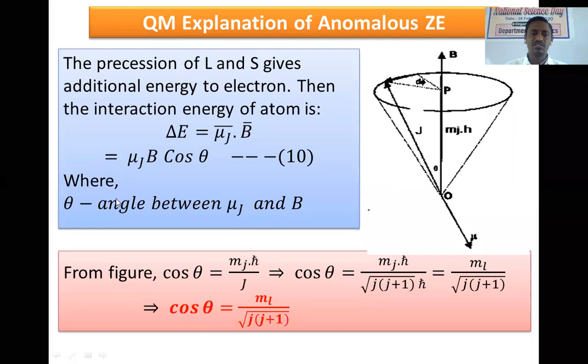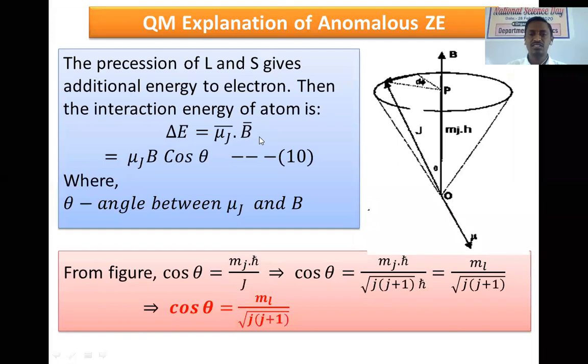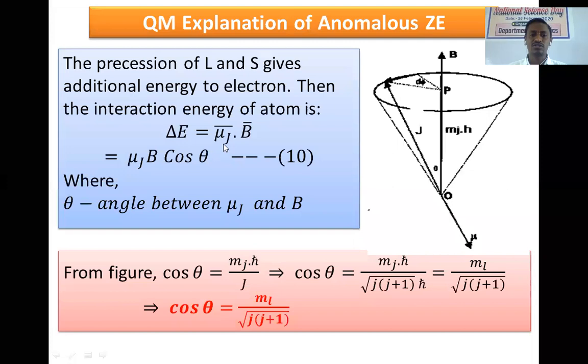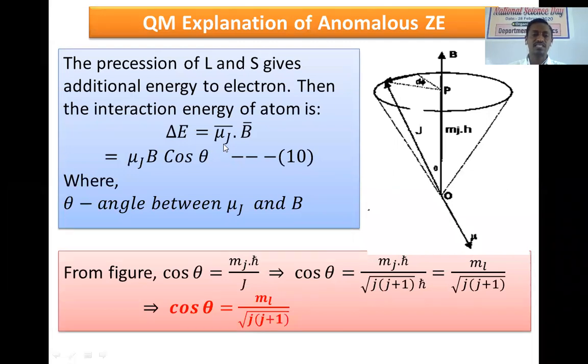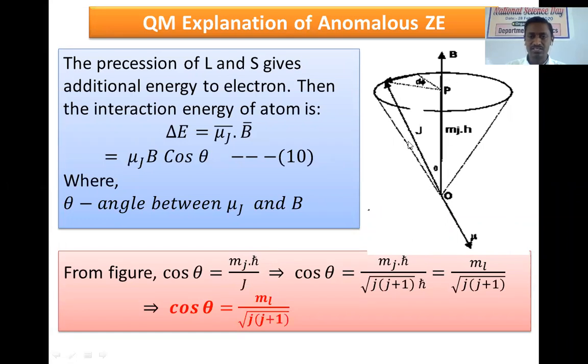The value of this interaction energy ΔE equal to μ_j vector dot B vector, which is equal to μ_L into B in the previous article. So we use the vector rule, that is A vector dot B vector equal to AB cos θ. So here interaction energy will be μ_J B cos θ, where θ is the angle between μ_J and B. Here in the figure I have shown this angle as the angle between B and J, but we know the vector μ_j is along J, therefore it will be the angle between μ_j and B.